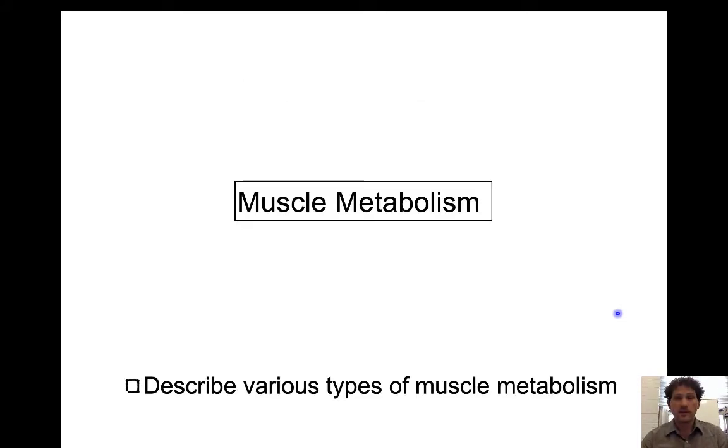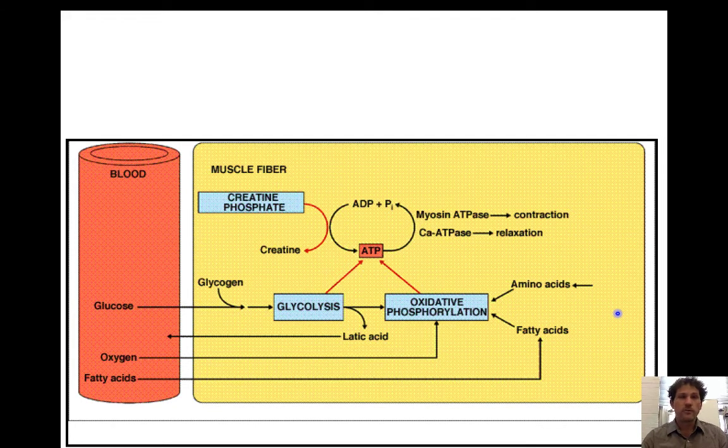So let's jump in and look at a couple of different types of muscle metabolism. What I wanted to show you here is basically the different pathways that we can generate ATP. In this yellow box is our muscle fiber, and over here are our blood capillaries. You can see glucose and oxygen coming out, fatty acids coming in, and we're going to be getting rid of our wastes from all these processes. Carbon dioxide would also be in there.